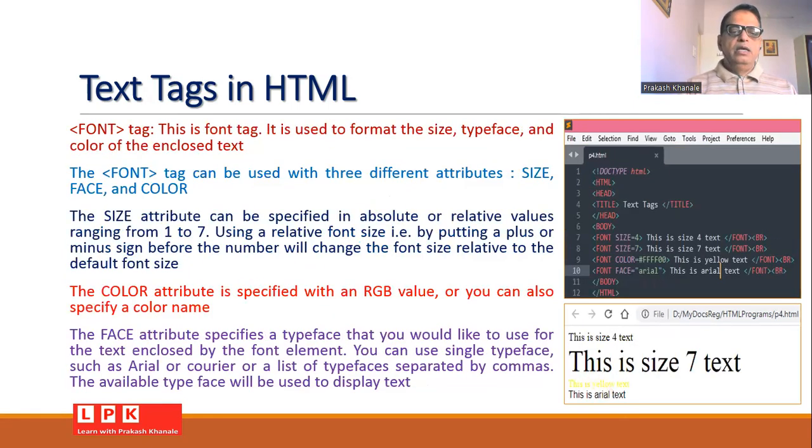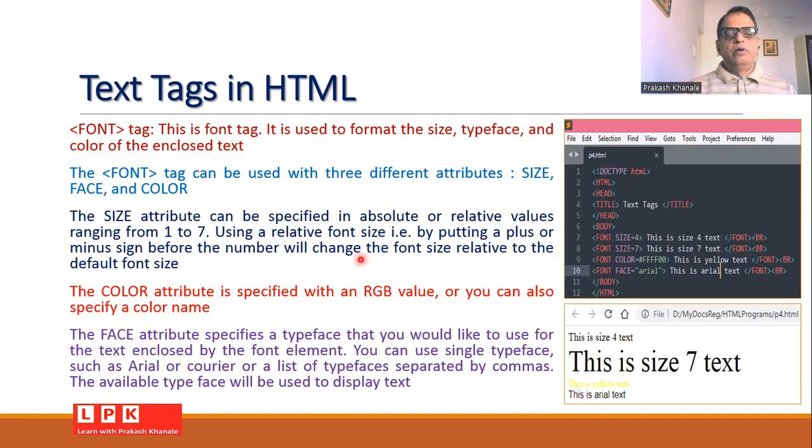Another tag that an HTML programmer frequently needs to use is the font tag. Whenever you want to format the size, typeface, and color of the enclosed text, you can make use of this tag. It has 3 attributes: size, face, and color. The size can be specified in absolute or relative values ranging from 1 to 7. 7 means the size is larger, 1 means smaller. You can also put a plus sign or minus sign before the number, which will change the font size relative to the default font size.